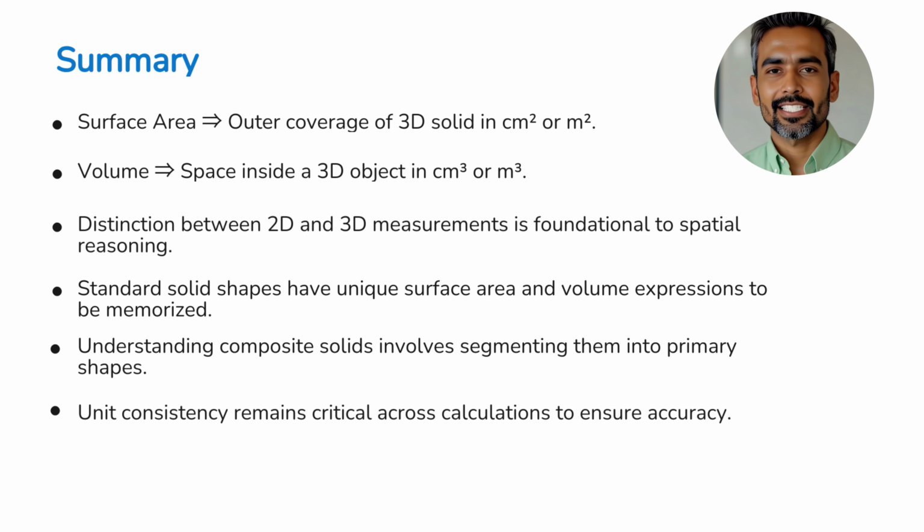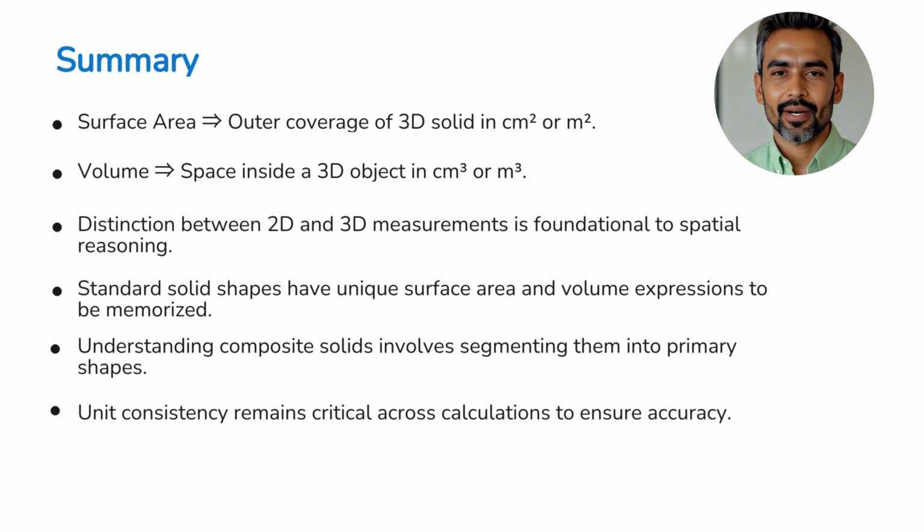Shabash. Let's wrap up what we've learned in this introduction to surface areas and volumes. Surface area tells us how much outer coverage a three-dimensional solid has. We measure it in square centimeters or square meters. Volume tells us the space inside an object, like how much water fits in a jug, and is measured in cubic centimeters or cubic meters.